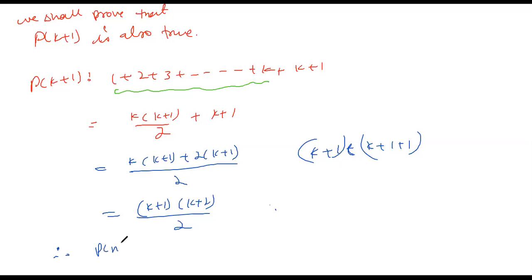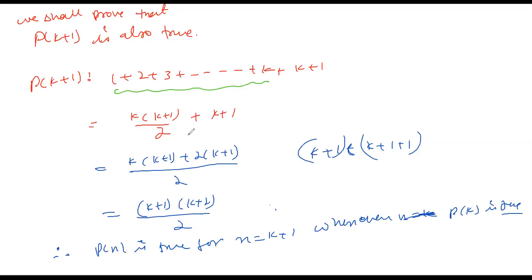What is the conclusion? Therefore, P of n is true for n equal to k plus 1 whenever it is true for n equal to k, that is, whenever P of k is true. P of k being true means P of k plus 1 is also true. You are stating that. What is the final conclusion? Till here, if you do, you get 4 marks. The 1 mark is for the last step: P of n is true by using PMI. PMI means principle of mathematical induction.